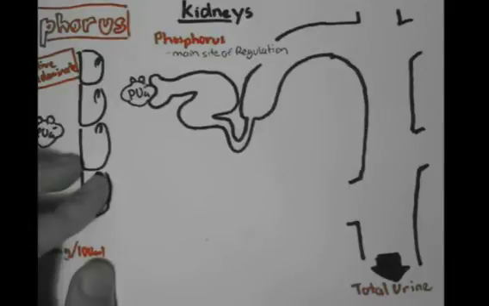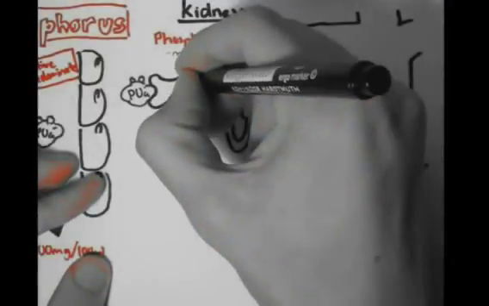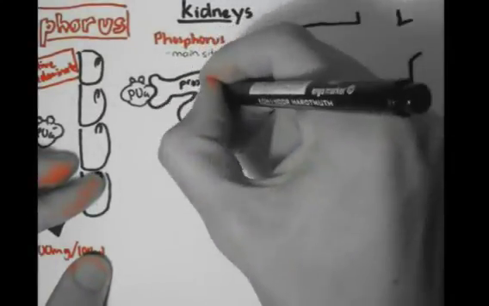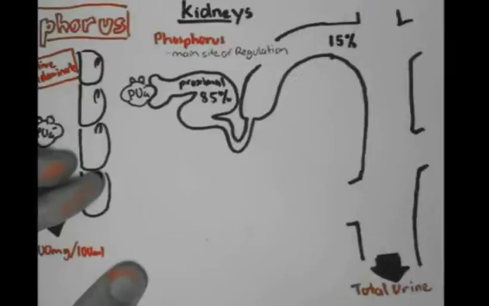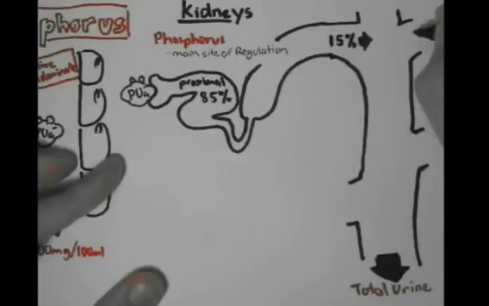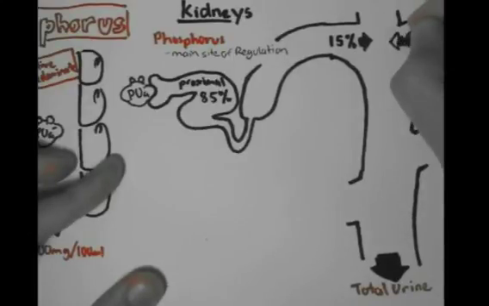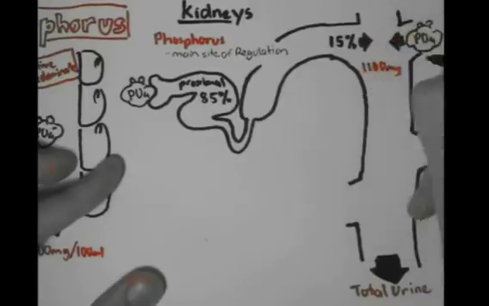So for phosphorus, about 85% of the phosphorus absorbed within the kidneys is absorbed in the proximal convoluted tubules, and the remaining 15% is excreted out as total urine. Now this 15% is the total amount of phosphorus secreted daily by the kidneys, which, if you remember from part 1, is 1,100 milligrams per 100 ml.